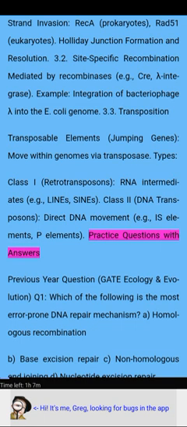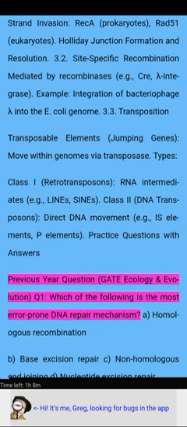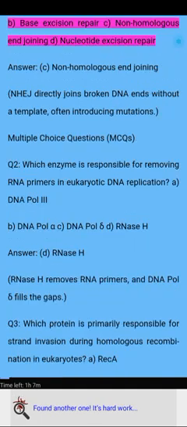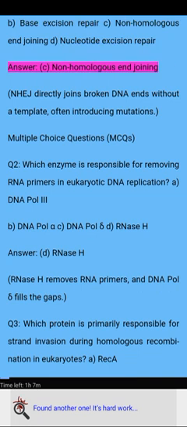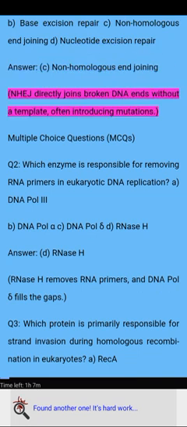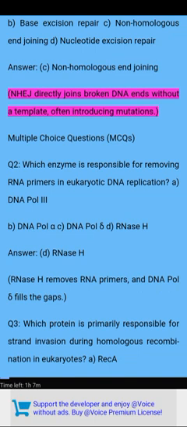Practice questions with answers. Previous year question, ecology and evolution. Q1. Which of the following is the most error-prone DNA repair mechanism? A. Homologous recombination. B. Base excision repair. C. Non-homologous end joining. D. Nucleotide excision repair. Answer: C. Non-homologous end joining. NHEJ directly joins broken DNA ends without a template, often introducing mutations.